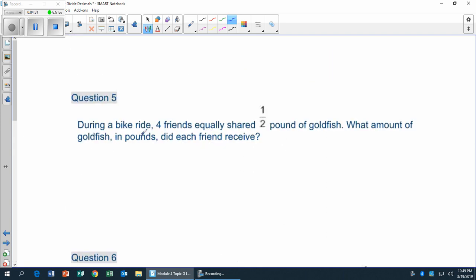Next problem, it says during a bike ride, 4 friends equally share a half a pound of goldfish. What amount of goldfish did each friend receive? And you ask yourself, am I cutting up the friends? That would be silly. Or am I cutting up my goldfish, or splitting it up? So I'm going to take my goldfish and I'm going to split it up between my 4 friends.